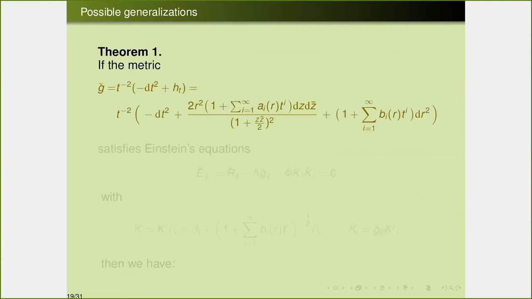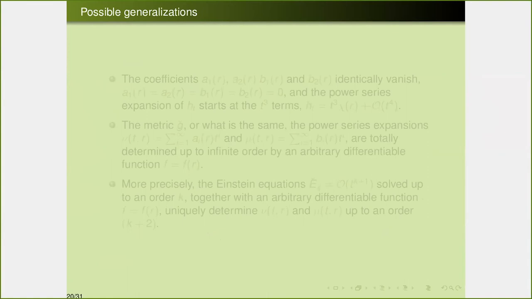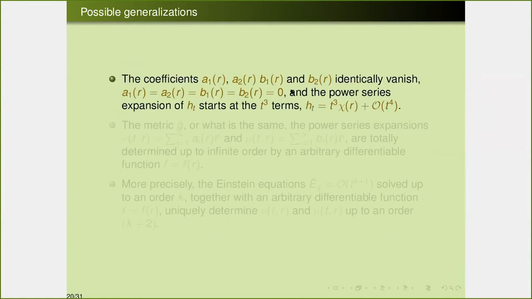So this metric satisfies the Einstein equations. If this metric satisfies the Einstein equations, so you see I have this infinite sum here. So the question is how to find these coefficients A and B, these functional coefficients here. So if I assume that I have the Einstein equations of that form, then I have the following: the first two coefficients of A and B are zero.